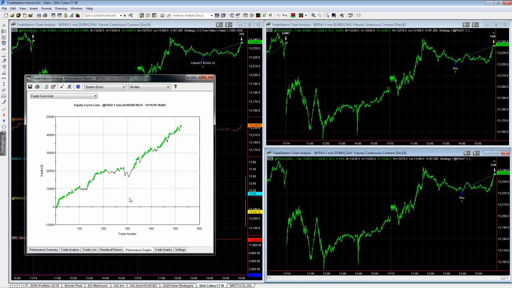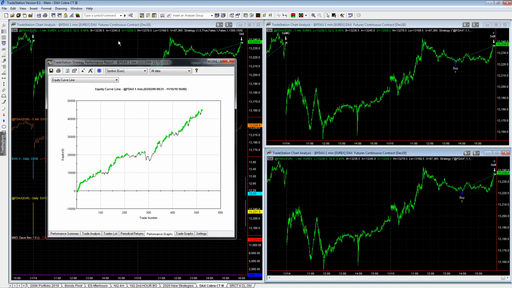Here is the equity curve. Really nice results since April of 2015. The worst case drawdown since April of 2015 is less. I think it's around 3,000 euros if you just go from this point forward. So right at equity peaks, and that is the DAX Cobra CT3.